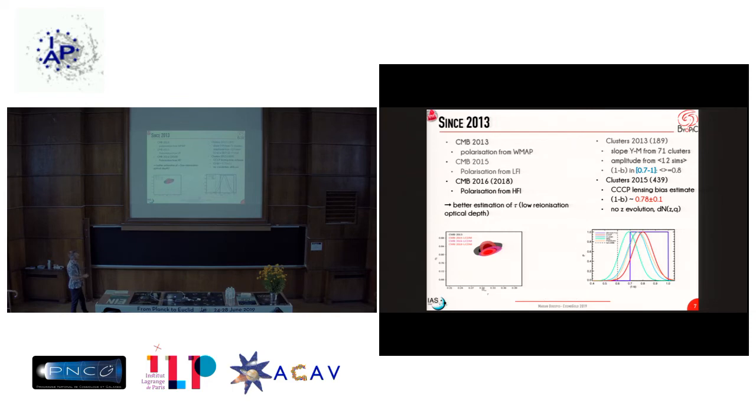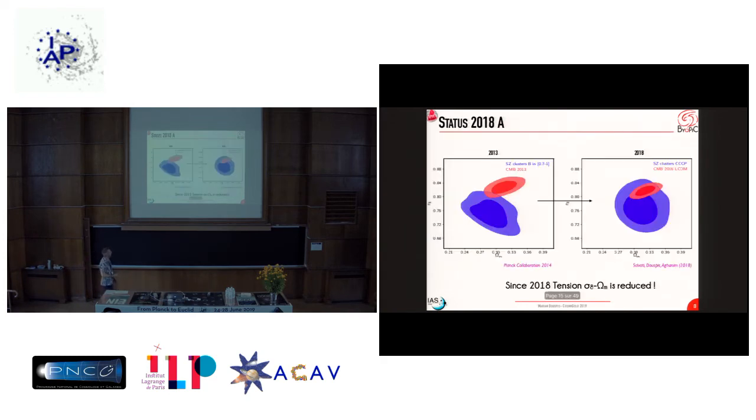Later on, we used 400 clusters. We moved from this flat prior to a baseline, which was the CCCP lensing bias estimate of 0.78 plus or minus 0.1, which is the red one here. We didn't include evolution with redshift, and we used number counts not only in redshift, but also in signal to noise. So as the prior on b is different, you see here that you allow some value between 0.6 and 0.7 using the CCCP bias. So basically what you do is you extend your contours in the upper direction, going to a smaller value of 1 minus b, meaning a larger value of sigma 8.